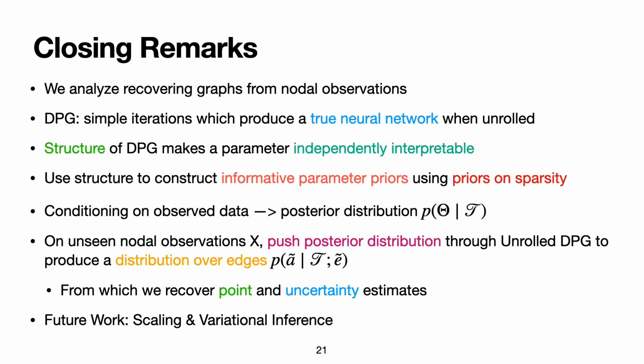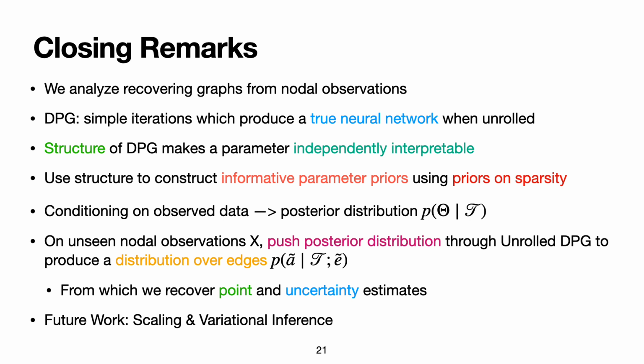Okay, in closing, we analyze recovering graphs from nodal observations. We introduce DPG, which are simple iterations that produce a neural network when unrolled. The structure of DPG makes each parameter independently interpretable. We use this structure to construct informative parameter priors using priors on sparsity. By conditioning on the data, we produce a posterior distribution over our network parameters. And on unseen nodal observations, we push our posterior distribution through the unrolled DPG to produce a distribution over edges, our posterior predictive distribution, from which we recover our point and uncertainty estimates.